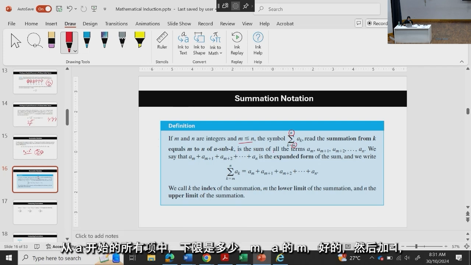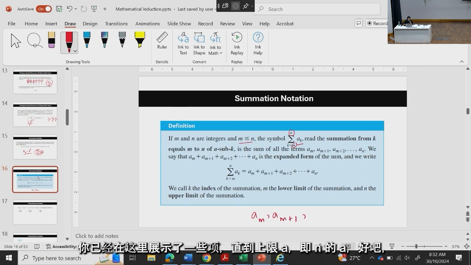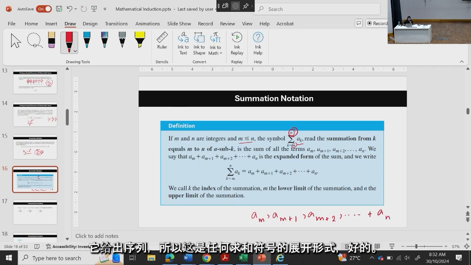It is the sum of all the terms starting from a of, what is the lower limit? a of m, then plus a of m plus 1, and so on, up to a of whatever is in the upper limit, a of n. It gives you the sequence. So this is the expanded form of any summation notation.